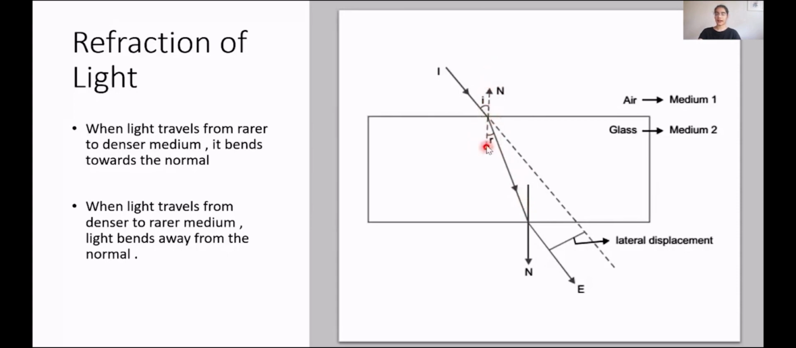And when a light ray travels from a denser medium, which is glass, to a rarer medium, which is air, then light is going to bend away from the normal. If you see this ray, it is away from the normal, and hence we say that when light travels from a denser medium to a rarer medium, light is bending away from the normal, because now light was traveling at a slower speed. It came to the rarer medium, and light's speed is going to increase again.